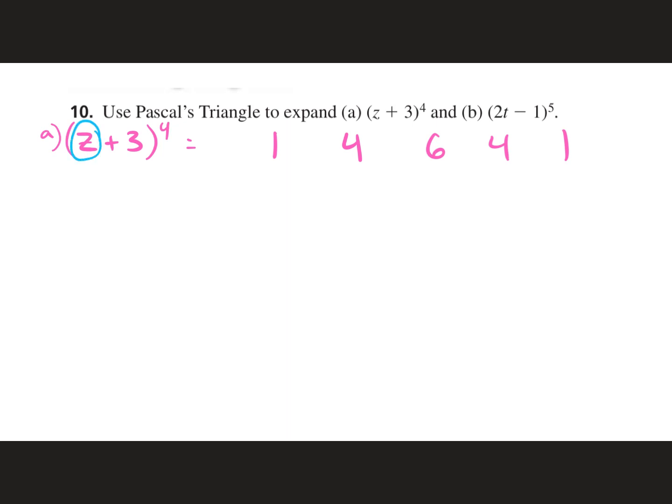Right, now our first term is z. So we have z. What's the exponent on z going to be? Z to what power? Z to the 4th power, because our exponent here is 4. What's the next one going to be? Z to the 3rd power. It goes down from there. Z squared, z to the 1st power, and z to the power of 0. What is z to the power of 0? 1, so it goes away.